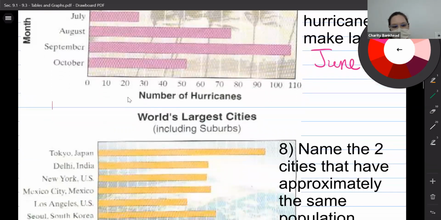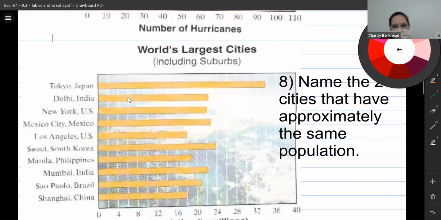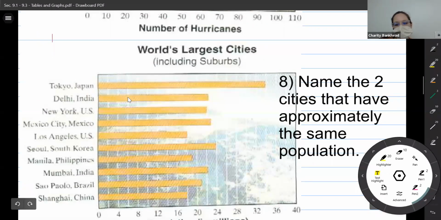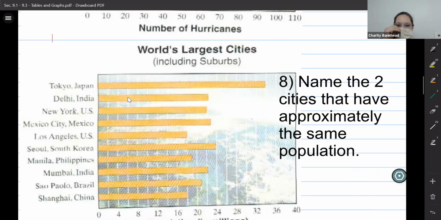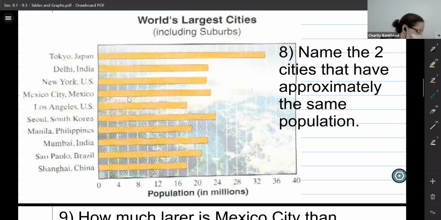Next, we have another bar graph showing the world's largest cities and their population. And the question is, name the 2 cities that have approximately the same population. Now, it's kind of hard to tell for sure exactly. If this was on the homework or a test, we would make sure that it was a little bit more clear, but I believe it looks like the closest is LA and Shanghai with approximately 18 million.